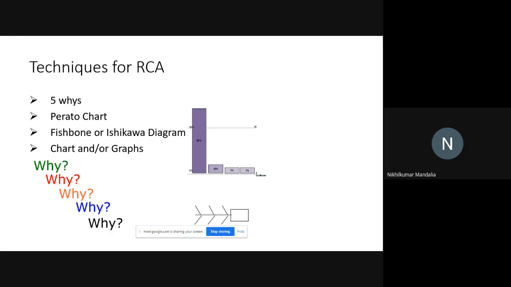I attended a problem management session in my previous organization. So these particular techniques are very useful, where you will get most of the RCAs.